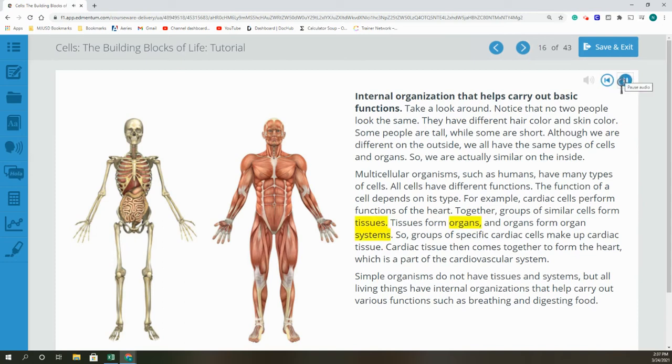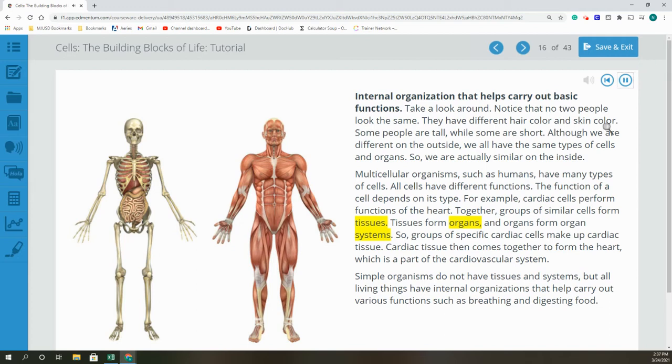Internal organization that helps carry out basic functions. Take a look around. Notice that no two people look the same. They have different hair color and skin color. Some people are tall, while some are short. Although we are different on the outside, we all have the same types of cells and organs. So we are actually similar on the inside.